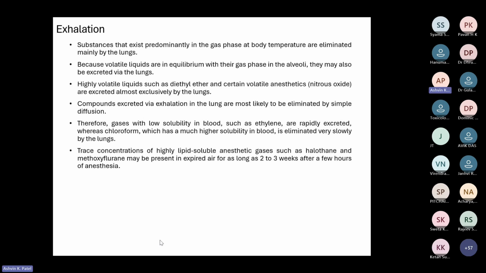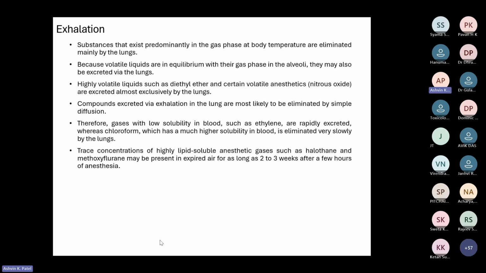The gases with low solubility in the blood, such as ethylene, are rapidly excreted, whereas chloroform, which has much higher solubility in the blood, is eliminated very slowly by the lungs. The concentration of highly lipid-soluble anesthetic gases such as halothane and methoxyflurane may be present in expired air for as long as 2 to 3 weeks after a few hours of anesthesia.